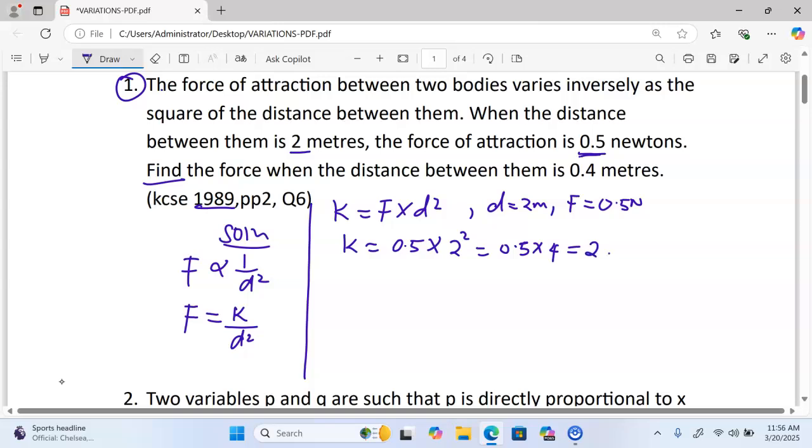After we have gotten the value of the constant, we write the equation, also known as the law. The equation is F is equal to k, the value of k is 2, divided by d squared. From there we can move down and calculate the force when the distance is 0.4.